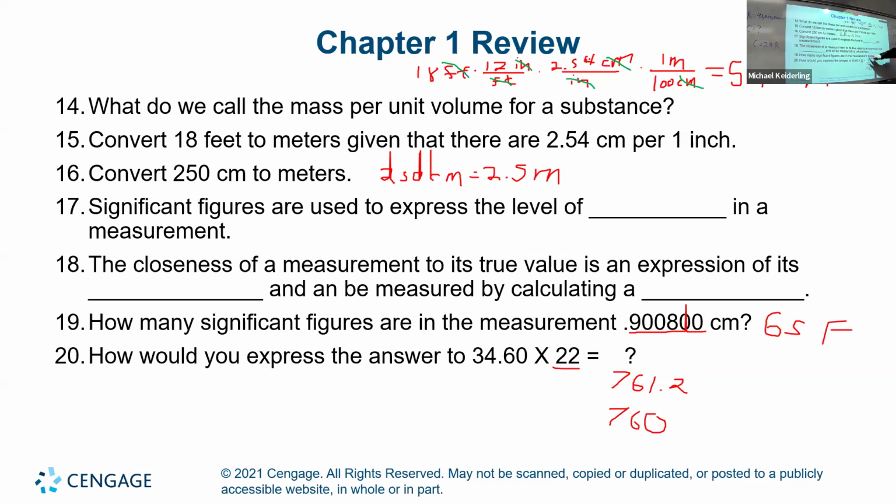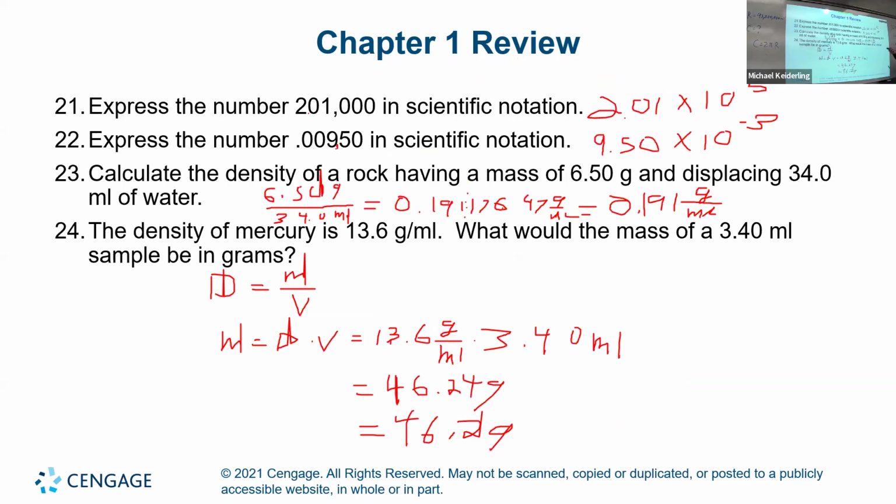How many significant figures are in the measurement 0.900800 centimeters? That is 6. And the answer to 34.60 times 22, well, that's 761.2, but 22 only has 2 significant figures, so we'll round it to 760. If we want to express the number 201,000 in scientific notation, it's 2.01 times 10 to the 5. The number 0.00950 in scientific notation is 9.50 times 10 to the minus 3.